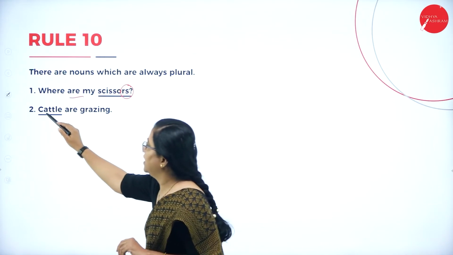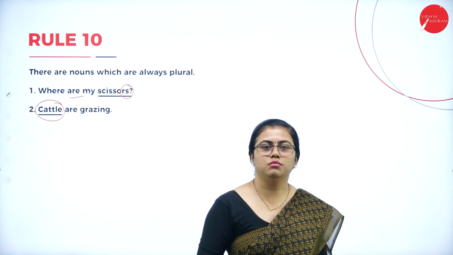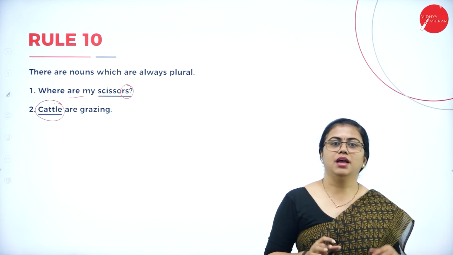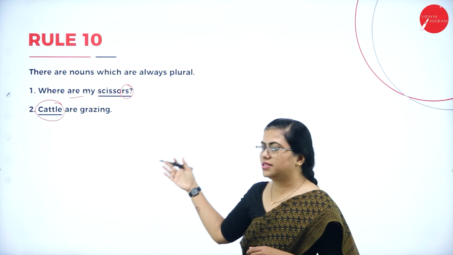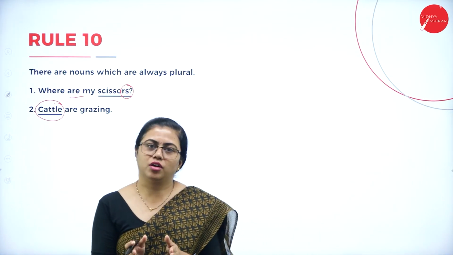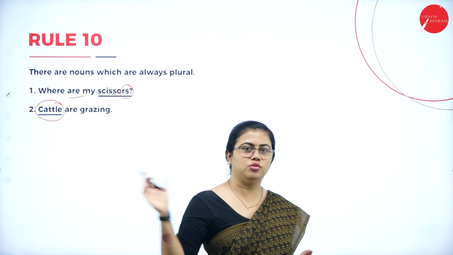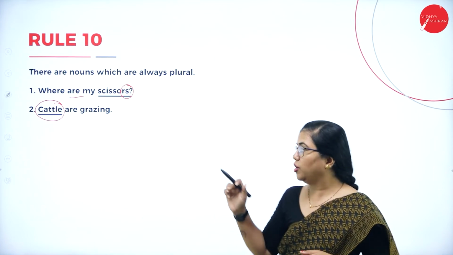Here also, cattle are grazing. Cattle, it's a group of cows and buffalo. So you can say cattle are grazing. You don't say cattles. You can say cows, you can say buffaloes. But if at all you want to show off your language that it is better, you can use cattle. So that you have to keep in mind.